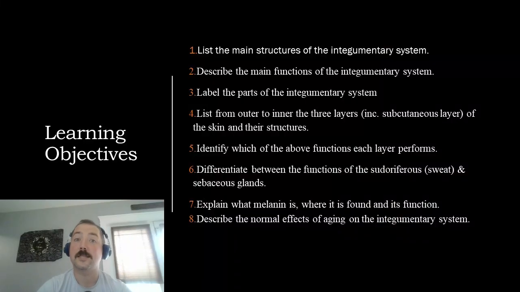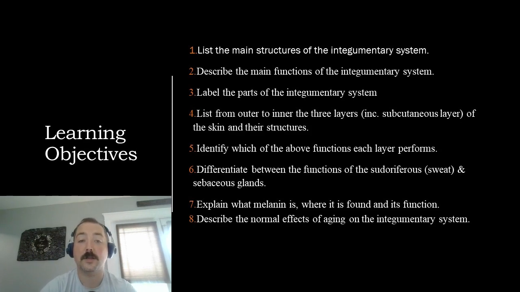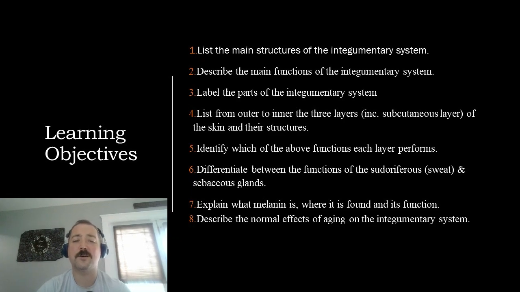So like always, let's start with our objectives. By the end of these lessons, you should be able to list the main structures and functions of the integumentary system. That's going to be like the different layers of skin and all the organs and structures inside of it. We'll specifically look at the different layers of skin and which layers the different organs are located. We'll talk about different types of sweat glands and their location. We'll look at keratin and melanin, and finally end up on the effects of aging and injury to the integumentary system.